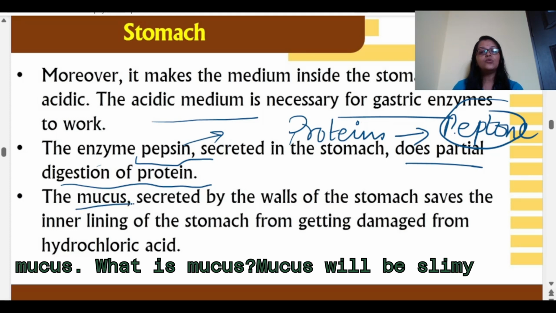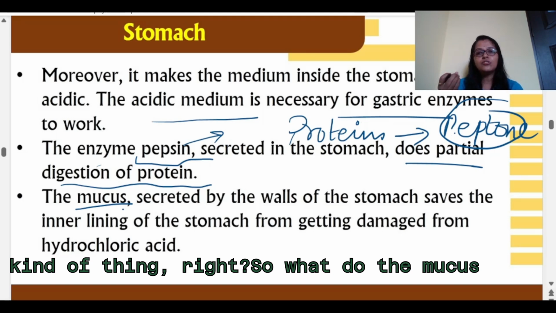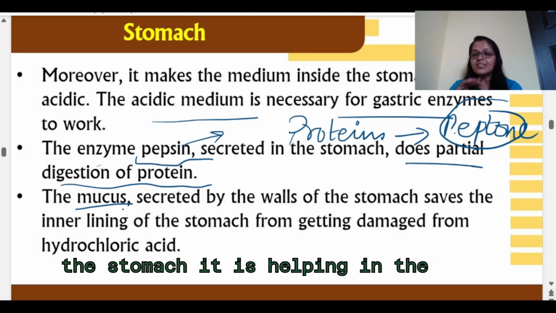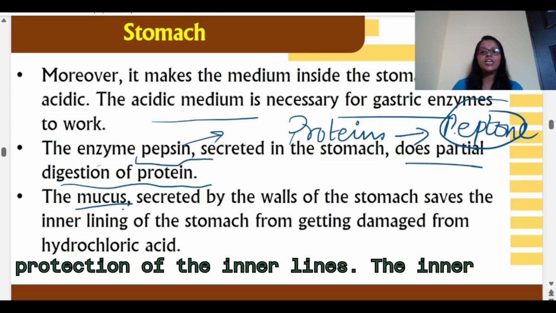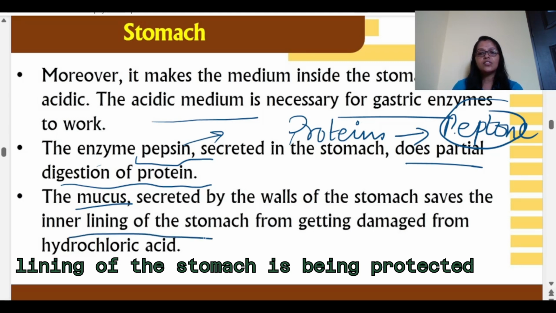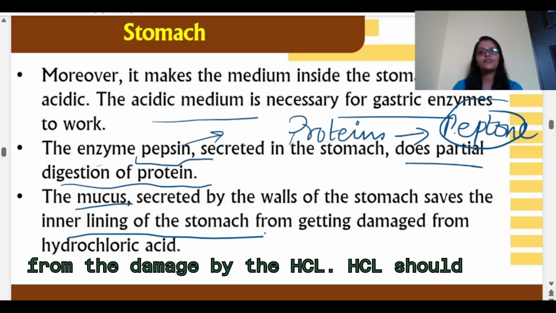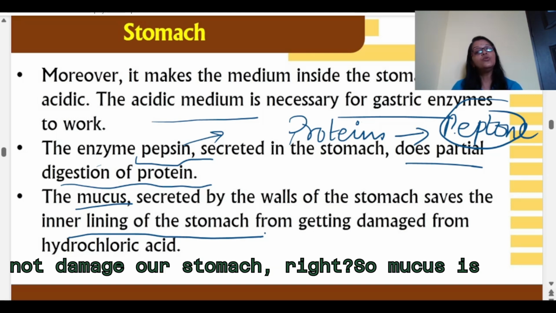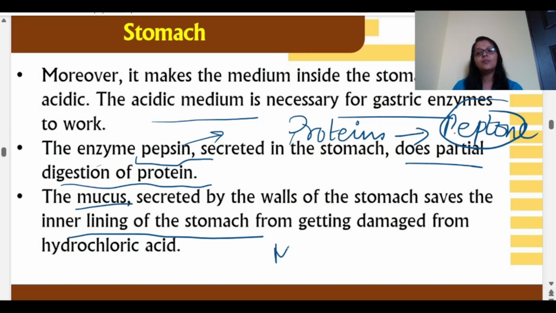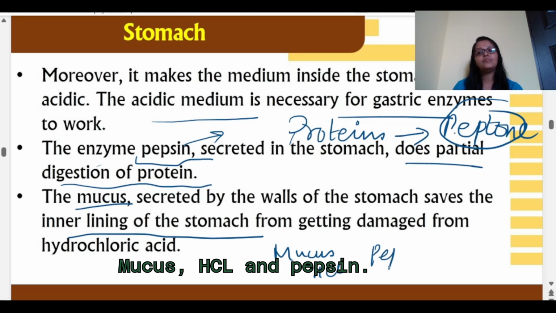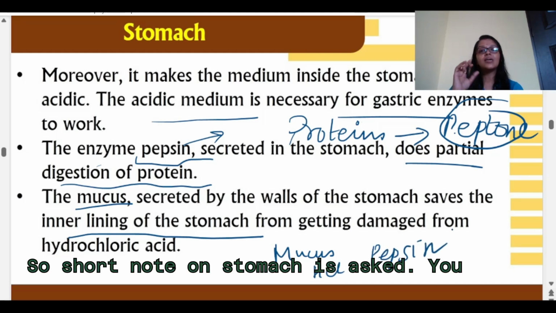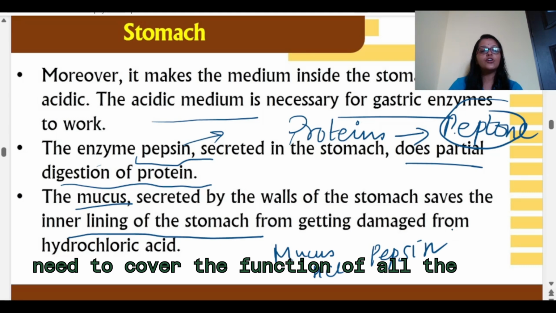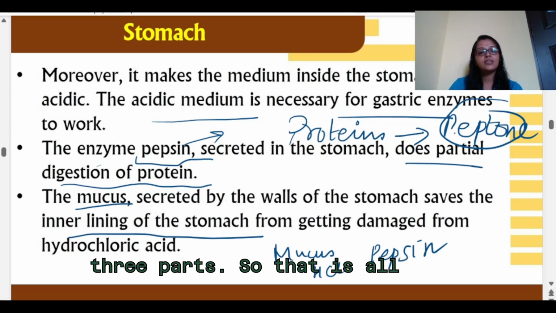Now the last is mucus. What is mucus? Mucus is a slimy kind of thing, right? So what does the mucus do? It is present in the nose also. So in the stomach, it helps in the protection of the inner lining. The inner lining of the stomach is protected from the damage by the HCl. HCl should not damage our stomach, right? So mucus is protecting it. So what are the three secretions? Mucus, HCl and pepsin. So a short note on the stomach is asked. You need to cover the function of all the three parts.